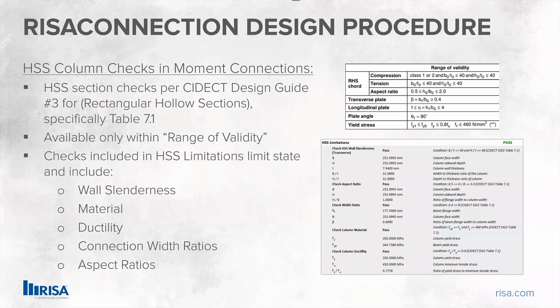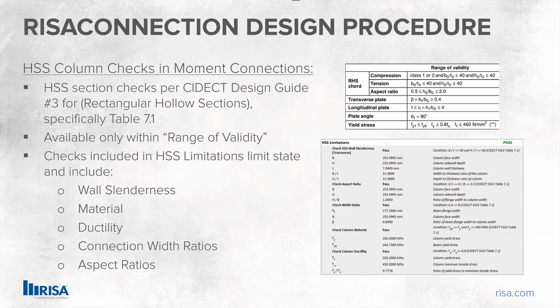The other thing, like I mentioned before, that I wanted to mention is how RISAConnection looks at HSS column checks in moment connections. We are going to use the CIDECT design guide number 3 for rectangular hollow sections, specifically table 7.1. I didn't include the table, but what I did include here, for our benefit, is this range of validity.